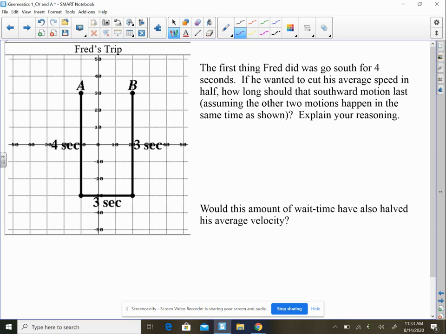Okay. And so let's answer another question about Fred's trip. It says the first thing Fred did was go south for 4 seconds. And so we're kind of looking at this part of the journey right here. If he wanted to cut his average speed in half, how long should that southward motion last? Okay. And so if we look at speed, speed is distance over time. And if we look at Fred's original distance of 15 meters and original time of 10 seconds, he had a speed of 1.5, but if we wanted to cut that in half, we would either need to half the 15 meters or double the denominator, the time.